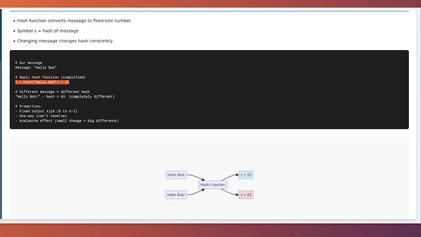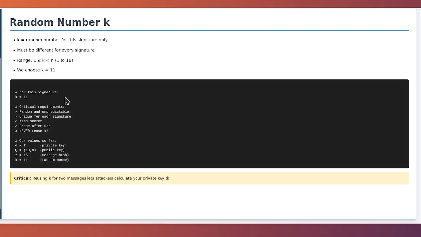The hash Z must be treated as a number in the range 0 to n-1. Since n equals 19 and Z equals 15, we are within the valid range. Choosing random K. To create the signature, we need a random number called K. This is sometimes called a nonce, meaning number used once. That name captures the most critical security requirement. K must be different for every single signature you create.